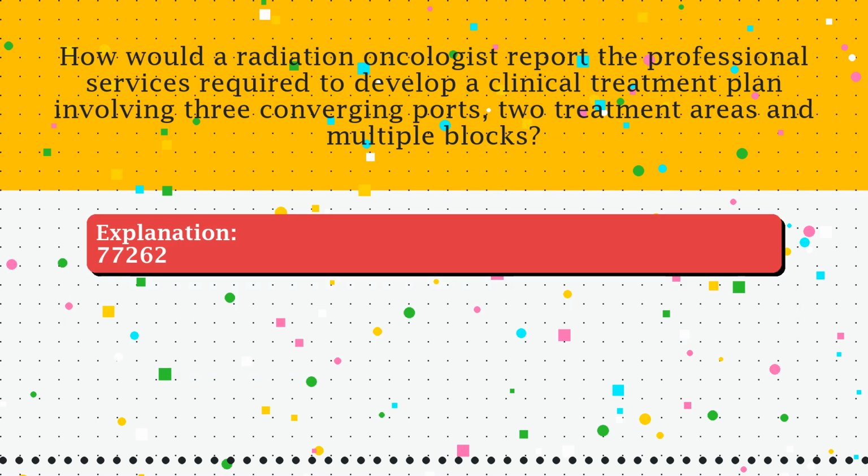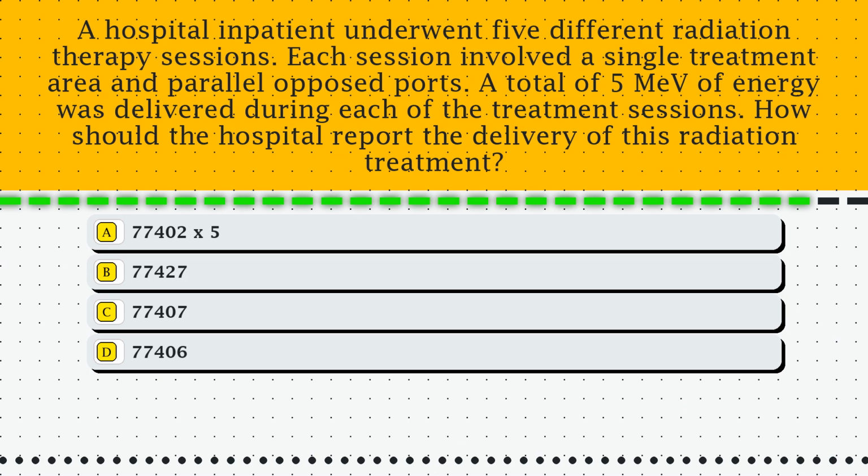Question 120. A hospital inpatient underwent 5 different radiation therapy sessions. Each session involved a single treatment area and parallel opposed ports. A total of 5 MeV of energy was delivered during each of the treatment sessions. How should the hospital report the delivery of this radiation treatment? Option A: 77402x5. Option B: 77427. Option C: 77407. Option D: 77406.